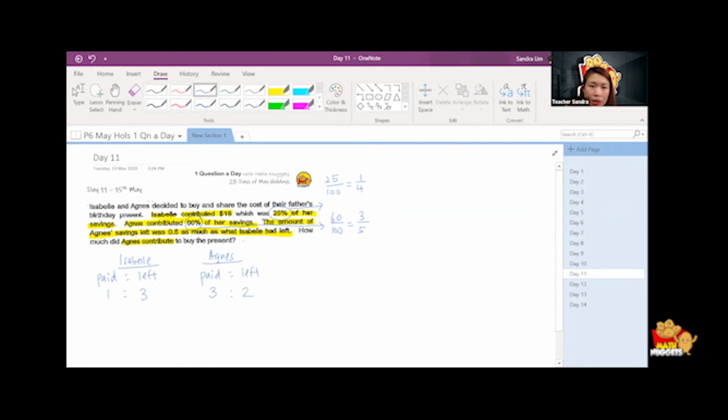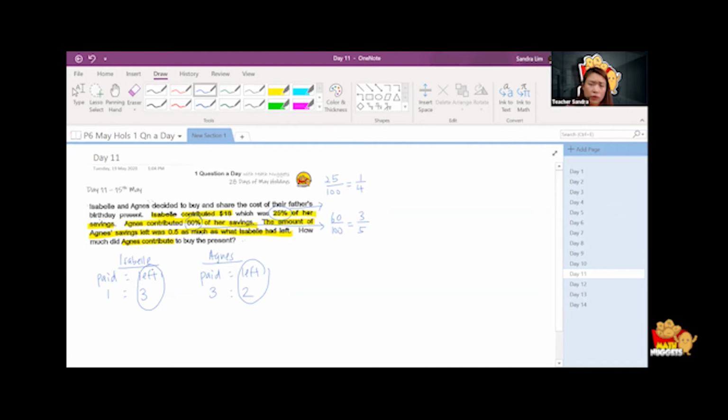Okay. The other information is important. They tell us that the amount of Agnes's savings left was half that of Isabel. So which one do I need to compare? The leftover here now. Agnes left with half of Isabel. Agnes left with 2U. Isabel left with 3U. Cannot, right? It's not yet half. So I need to make sense of that. How do I make sense of that?